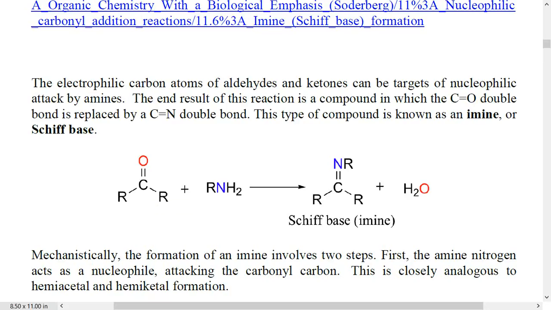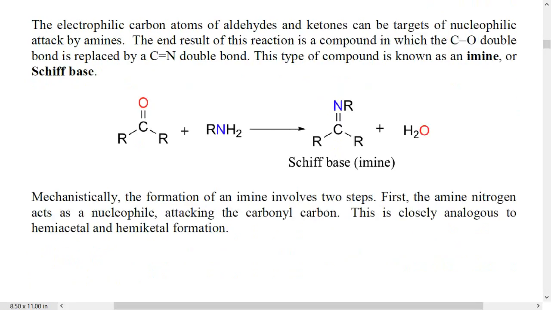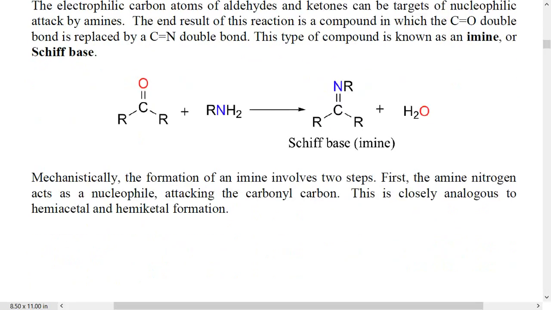It will be that step where a proton will be removed from here. In that step water will be used. When it is an enol O negative, at that place hydronium ion will be used and water will be formed. Mechanistically, the formation of an imine involves two steps. These are the same thing. First, the amine nitrogen acts as a nucleophile, attacking the carbonyl carbon. This is the carbonyl carbon where the attack is going to be.